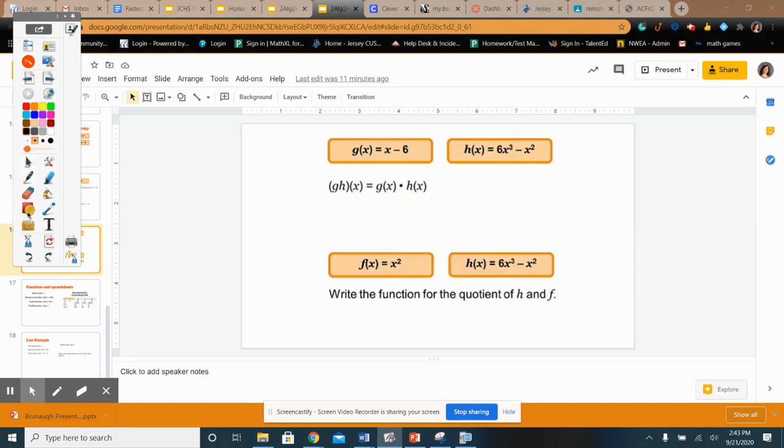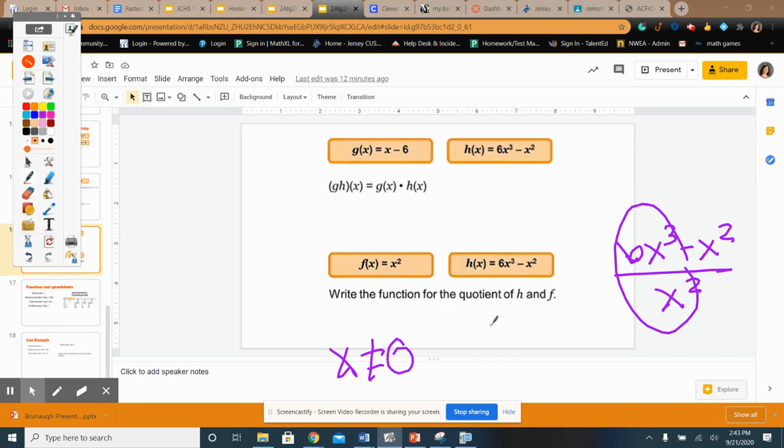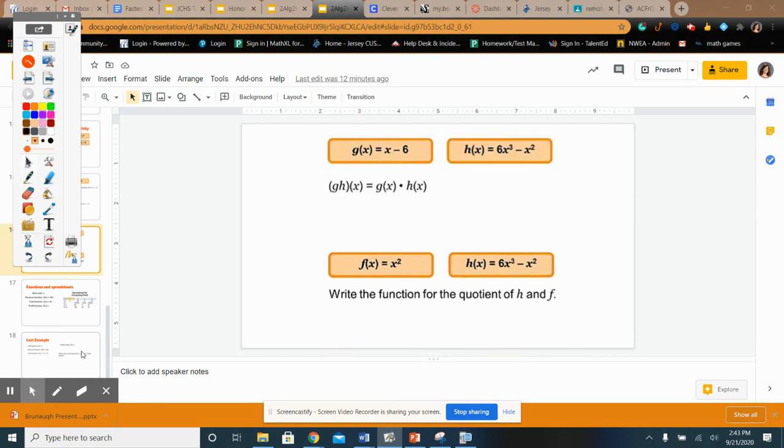And on this one, what would the quotient be of h and f? H divided by f would be 6x cubed minus x squared over x squared. Keep in mind, first you have to tell me what x cannot equal. It cannot equal 0. Now you can simplify, because that would give me 6x, and this would give me minus 1. And it would be 6x minus 1, but x cannot equal 0.